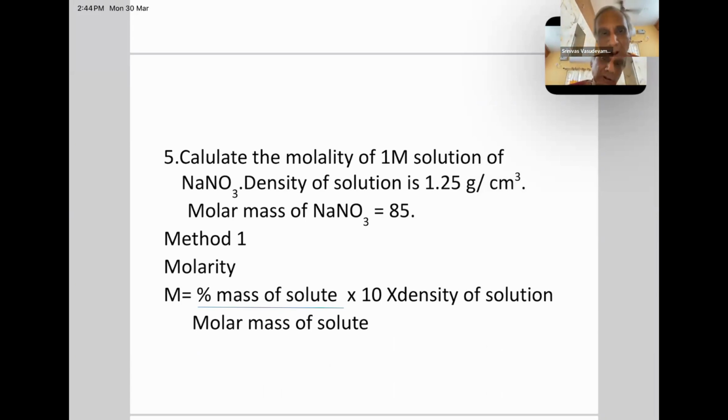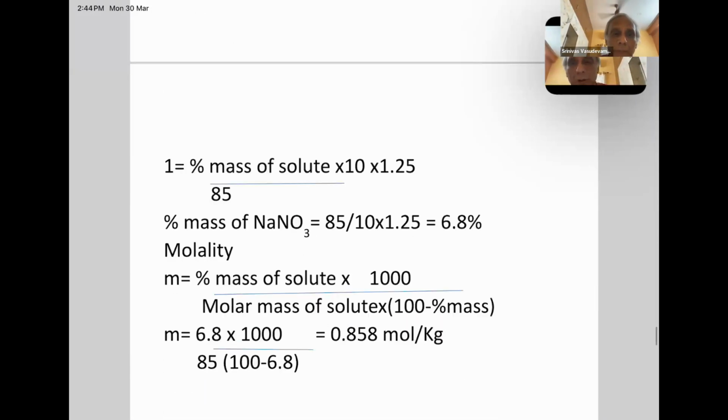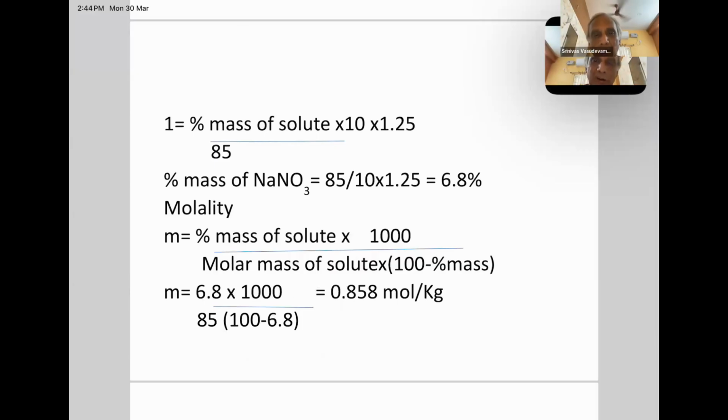First method, using the formula. Molarity equal to percentage mass by molecular mass into 10 into density. Molecular mass is known, density is known. Molarity is given, 1 molar. So I find out the percentage mass of solute. 1 is equal to percentage mass of solute by 85 into 10 into 1.25. Percentage mass I calculate, it is 6.8%.